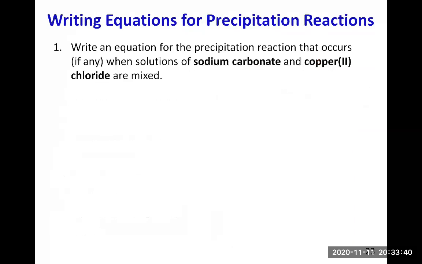So we'll go over a procedure on how to write equations for precipitation reactions. The first step is to write an equation for the precipitation reaction that occurs, if any, when solutions of sodium carbonate and copper(II) chloride are mixed. This is the example we will use to lay out the procedure.